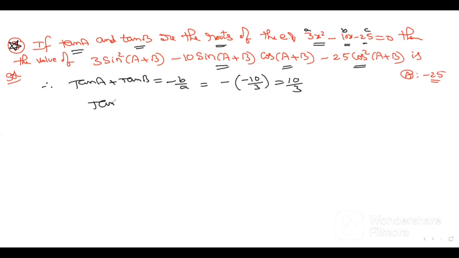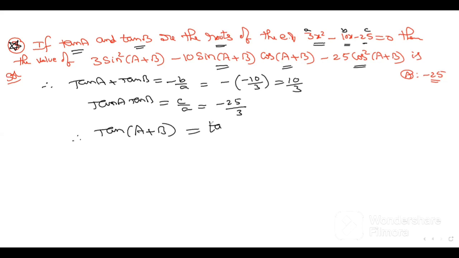So tan A into tan B is equal to, we have formula C by A. Product of roots is equal to C by A. Here C value, how much value? Minus 25. Minus 25 by A value here 3. Minus 25 by 3. First we have to find tan A plus B.